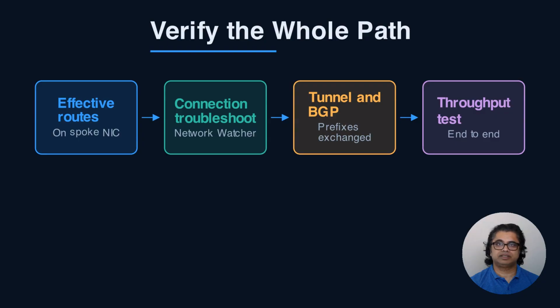For the gateway itself, confirm tunnel status shows connected, and that BGP is exchanging the expected prefixes. Finally, run a real throughput and latency test end-to-end, and compare it against the SKU or circuit you provisioned. If routes are missing, the usual culprit is gateway transit not being enabled on the peering.